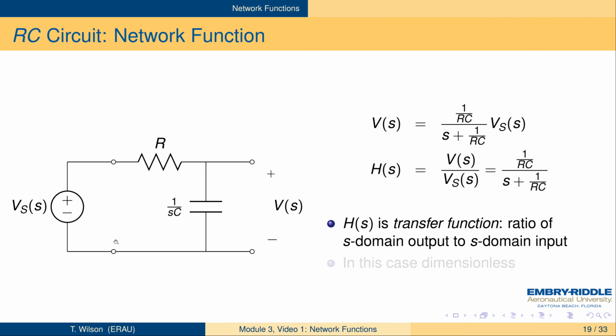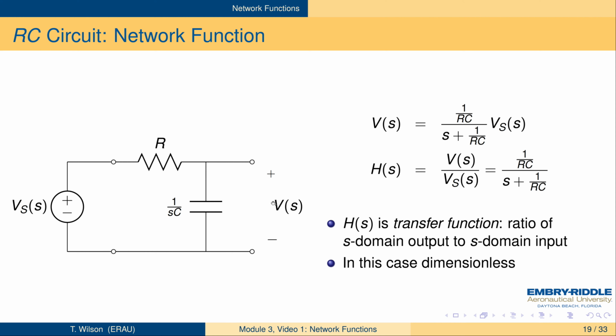The current going in has to be the same as the current going out of a terminal pair to be a port. We're not really interested in that right now. And then the input over here is at this terminal pair, Vs of S, and we take the ratio of the output to the input. That's what makes it the transfer function. And since the output is a voltage and the input is a voltage, this is going to be dimensionless in our case. Transfer functions don't have to be dimensionless.